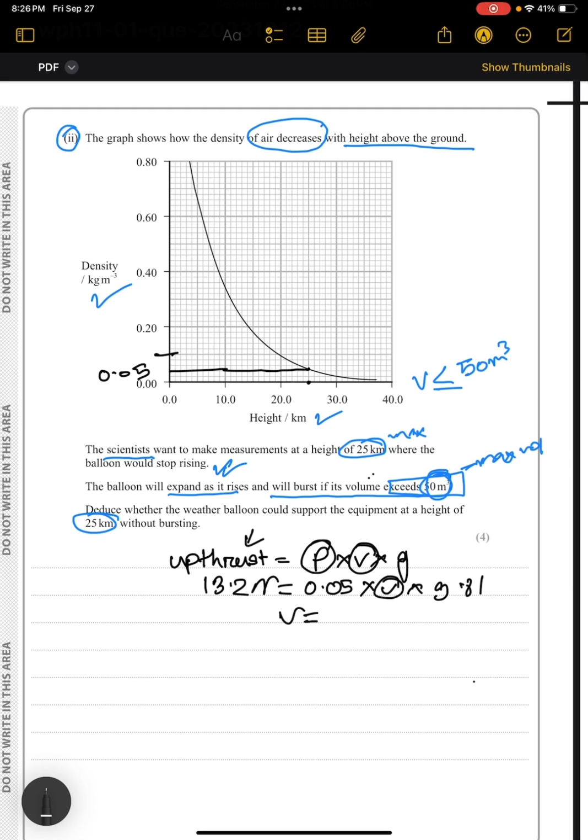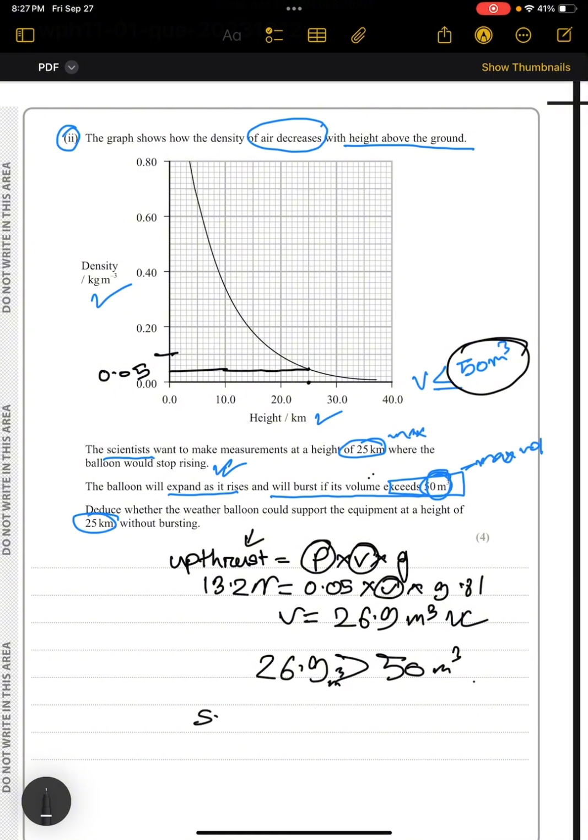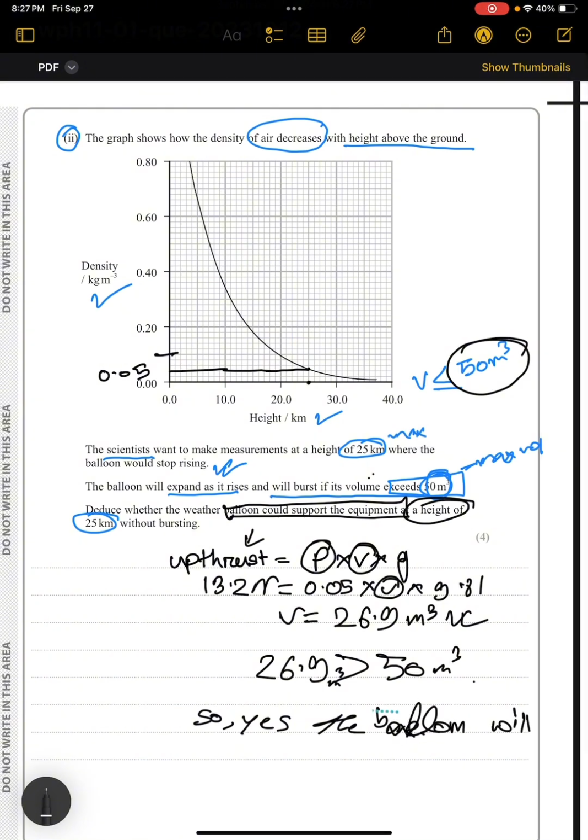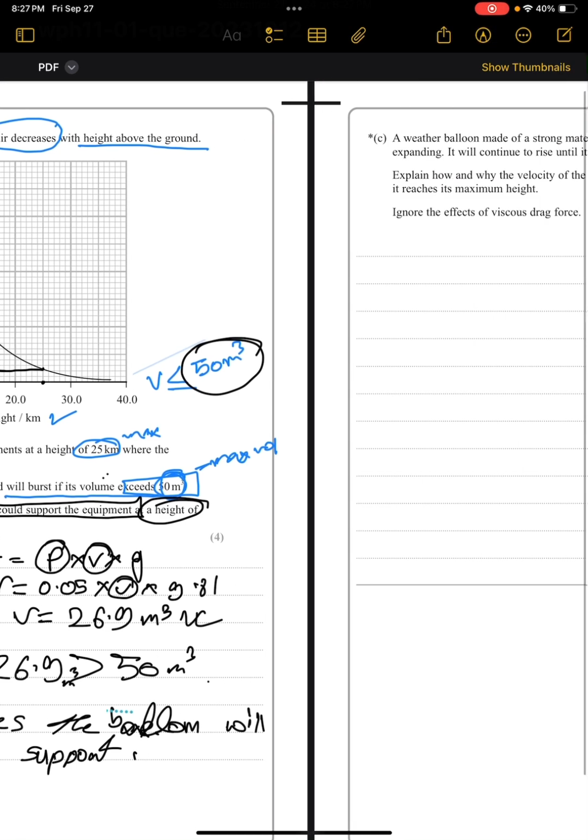The V will be 26.9 meter cube. As it is less than 50 meter cube, 26.9 is less than 50 meter cube. So yes, the balloon could support the equipment at a height of 25 km. So yes, the balloon will support. Okay, so let's move forward to the next question.